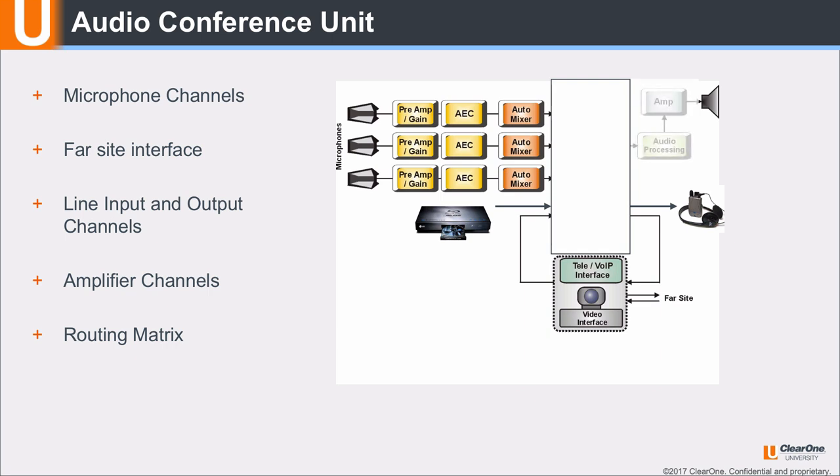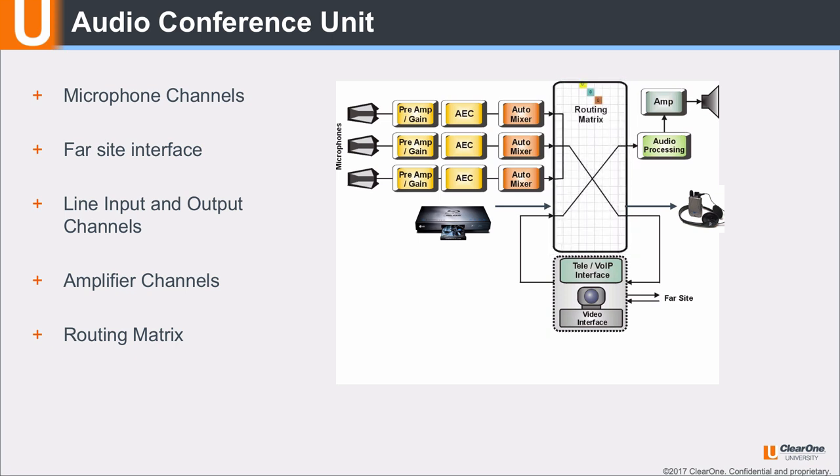Amplifier channels interface to the room's loudspeakers and typically contain far side audio to be broadcast within the room. Amplifiers on some ClearOne Pro products contain options to interface to 70 or 100 volt distributed speaker systems or to low impedance high power speakers. In addition, multiple processing features are available, including feedback elimination for sound reinforcement applications.